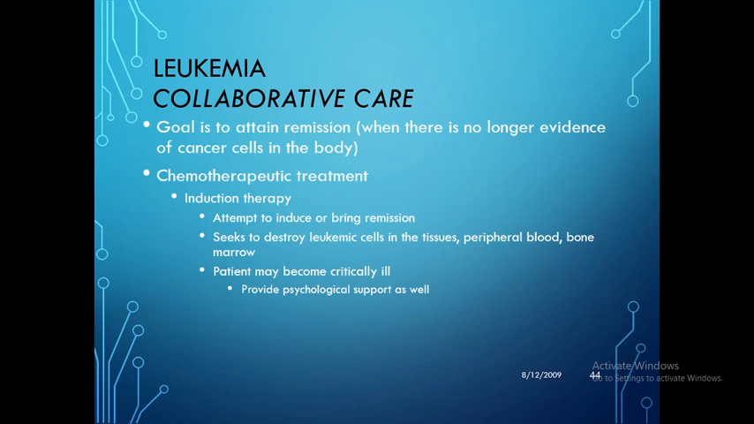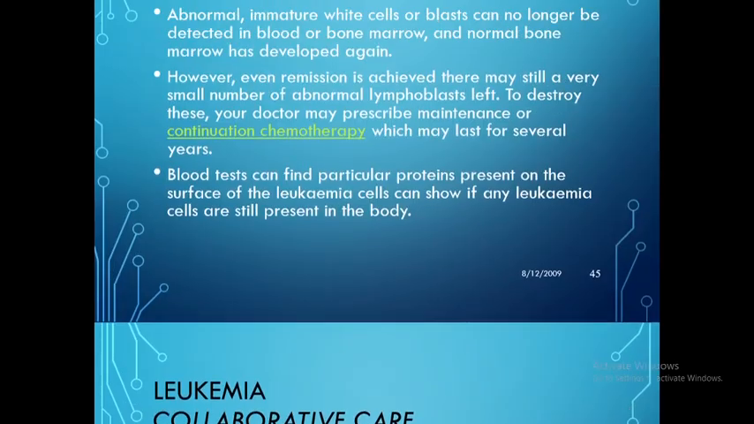Chemotherapeutic treatments we can do. In induction therapy, we attempt to induce or bring remission. It seeks to destroy leukemic cells in the tissue, peripheral blood and bone marrow. The patient may become critically ill. We have to provide psychological support as well. That is very much important in the case of a cancer patient.